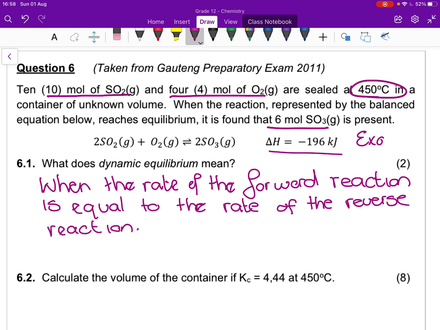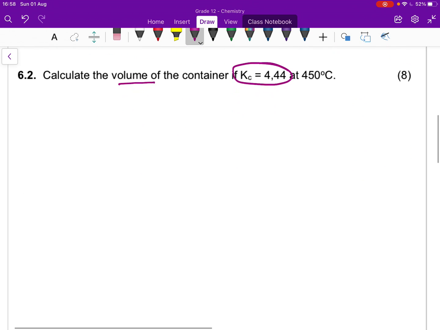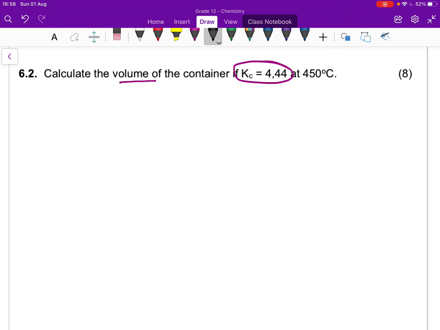Now we get to the fun question, because now they tell us, calculate the volume of the container if my Kc value is 4,44. This is the key. They gave us information before equilibrium was reached, and then they gave us information when equilibrium was reached. Then they gave us the Kc value. Because of that, I know I need to use the table. I know I'm going to need to set up the table. So that's what I'm going to do.